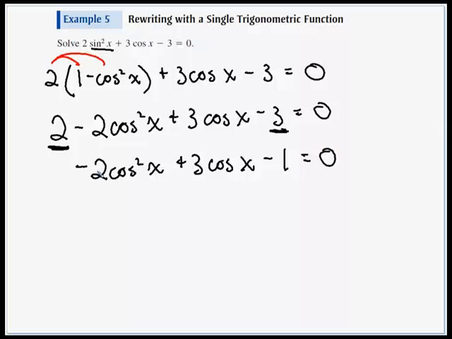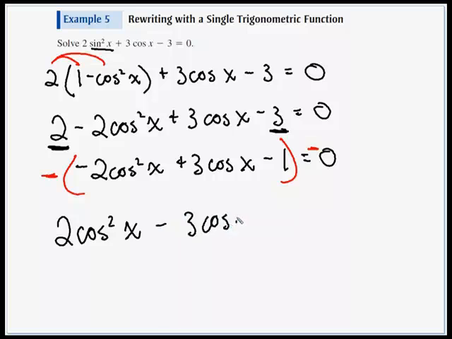Now I don't like my leading term to be negative, so I can block this off and multiply through everything by a negative, and I will also multiply this side by a negative, and 0 is neither positive nor negative, so it's not going to do anything to the right side. Distribute my negative, and now I'll have 2 cos squared of x minus 3 cos x plus 1 equals 0.